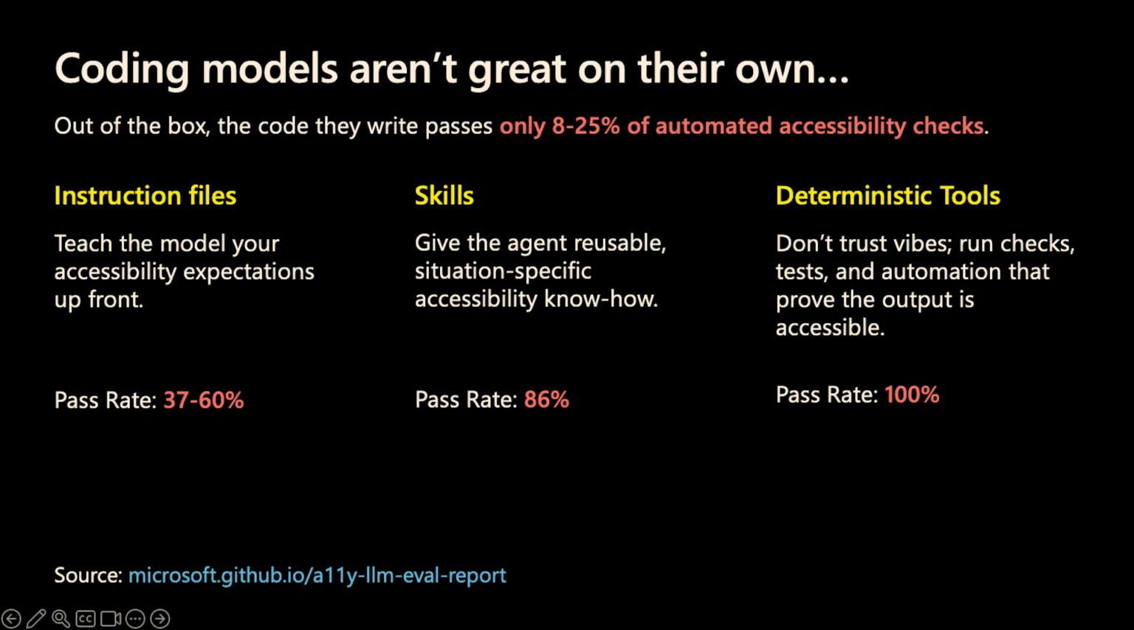And then the last one is deterministic tools, where we're not trusting vibes. We're running those checks, automation, to prove that output is accessible. That basically is that human in the loop, and we're making sure the pass rate in theory is 100% on that one, which is great.